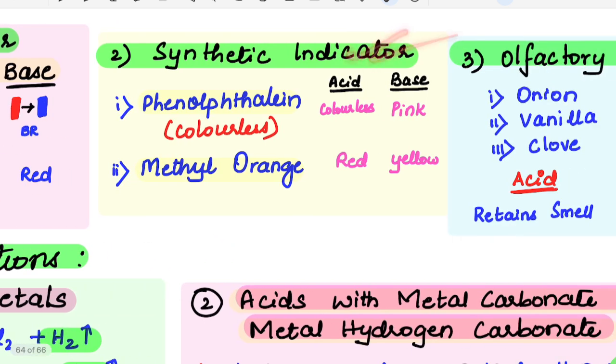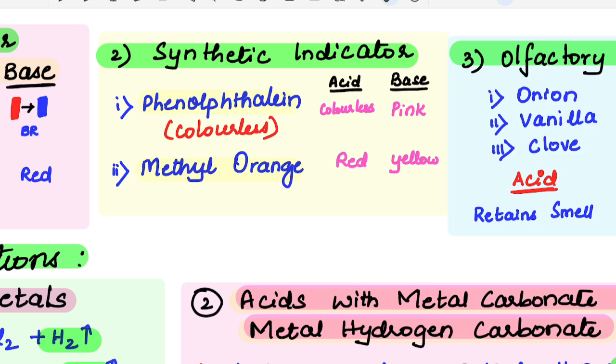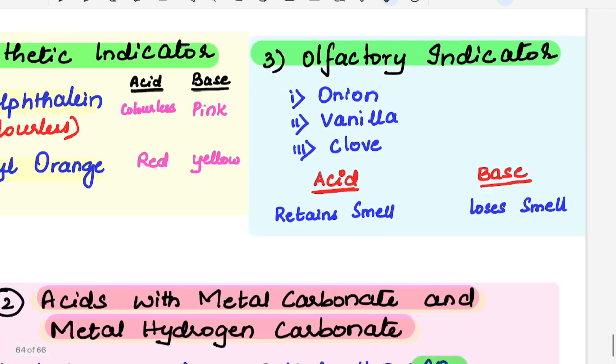Coming to synthetic indicator, you have phenolphthalein and methyl orange. Phenolphthalein is colorless. In acid, it remains the same, colorless. Whereas in base, it will turn into pink color. Methyl orange will be orange in color. In acid, it will show red color and in base, it will be yellow in color.